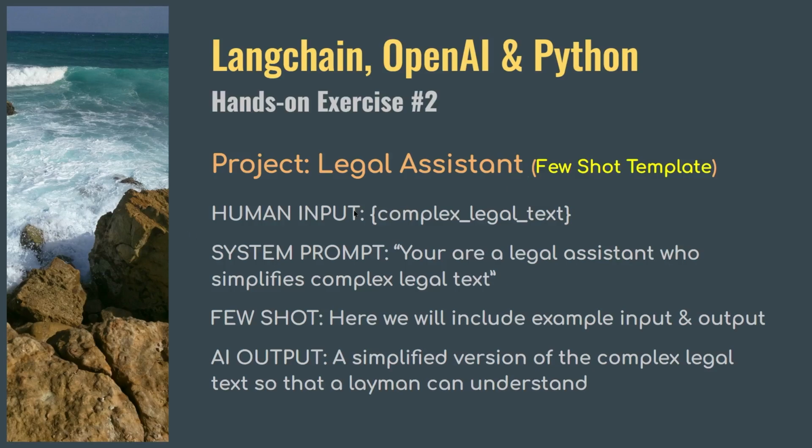Here, we have a human input. We're sending the complex legal text, and then the system prompt, which gives the personality of the AI: You are a legal assistant who simplifies complex legal text. And then we include the few shot. Here we include example input and output, create the prompt, and send it to the AI.